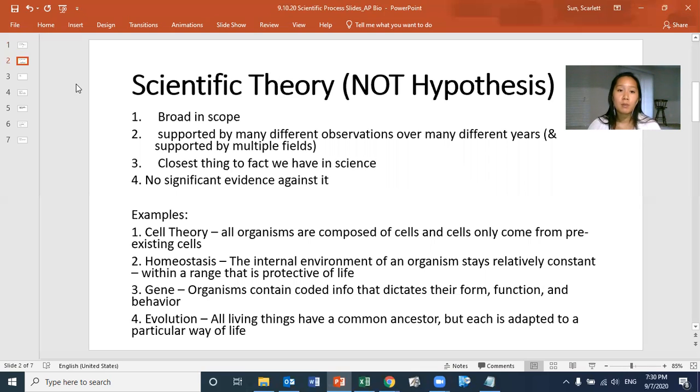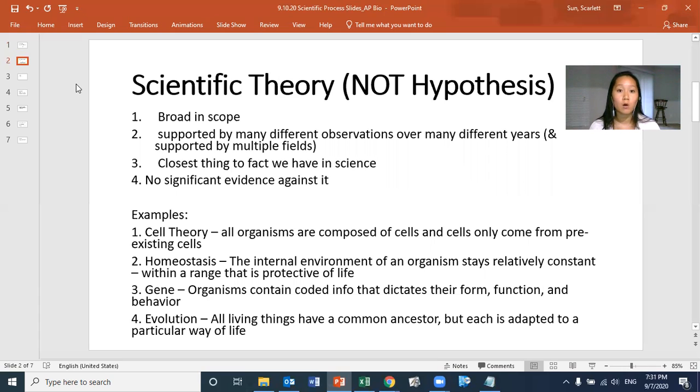The scientific theory is supported by many different observations over many different years, right? So just because time changes doesn't mean that the theory becomes wrong, right? The theory must maintain over many, many years of experimentation, okay? So it's the closest thing to a fact that we have in science. Like I said, it's not 100% true because there's no way to prove anything 100%, right? Because there's always outlier results in experiments, right? But it might be 99.9999999% true. And that's the closest we can get, right? Because there's no significant evidence against it, right?